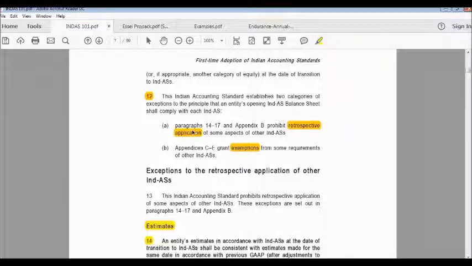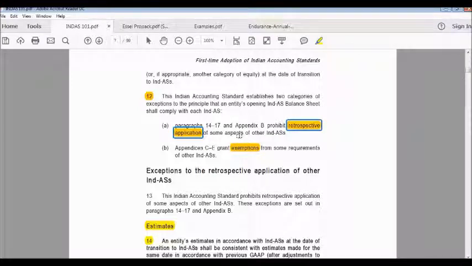Except for those two categories, the company has to apply Ind AS in the opening Ind AS balance sheet. So what are the exemptions and exceptions? Category number A and category number B, we will divide and explain category-wise. The first category is paragraphs 14 to 17 and Appendix B, which prohibit retrospective application of some aspects of other Ind AS.